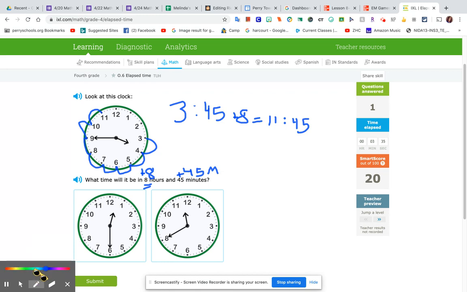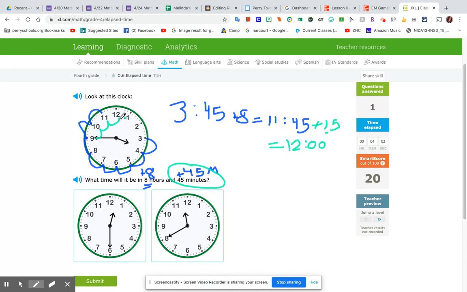Let me switch colors to show you what I'm thinking. My minute hand is at 45. That's what the 9 is equal to. And I'm adding 45 minutes. So watch what happens. 5, 10, 15 minutes later, and I have to add 45, but I just want to show you this thinking. I'm at noon or midnight. I don't know if it's AM or PM. And I've only added those 15 out of 45 minutes.